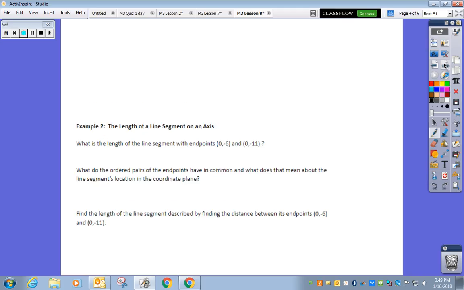Looking at another example, and I'm going to skip over some of this and just show you the shortcut. So in this one I have (0, -6) and (0, -11). So what I do is I find the one they have in common. They both have a 0 in their x coordinate. So I'm going to cross that one off. I'm not going to look at that. The other two numbers, -6 and -11, have the same sign.